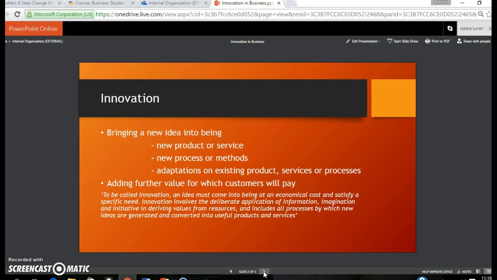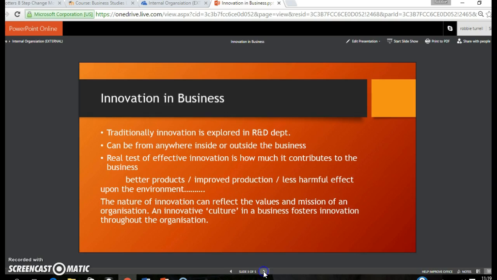Ideally, there is a very nice quote which sums it up, on what could be called innovation. An idea must come into being at an economical cost and satisfy a specific need. Innovation involves the deliberate application of information, imagination and initiative in deriving values from resources, and includes all processes by which new ideas are generated and converted into useful products and services.